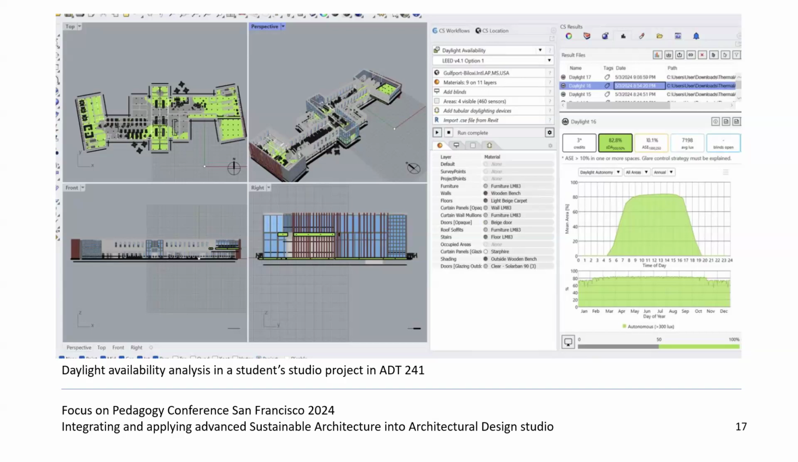Of course, that's for the specific area, which is a lot. So the students have to use some strategy to decrease or actually control this huge amount of daylight in their buildings.